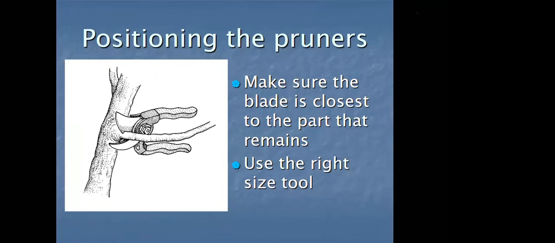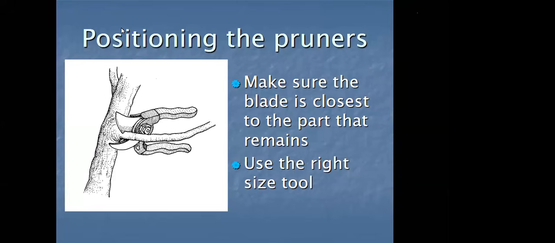Okay, positioning the pruners. This is really important skill or technique to learn. You want to make sure that you're putting the pruners on the branch the right way, because you can have the blade either closest to the part that's staying or further away. And ideally, you're putting it closest to the part that remains.